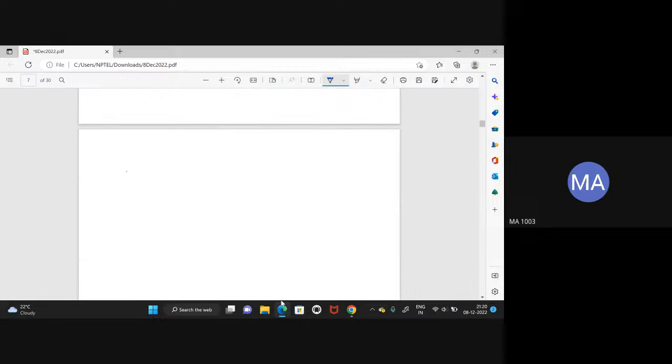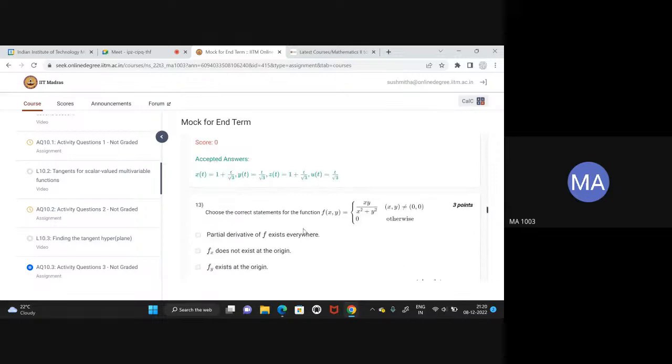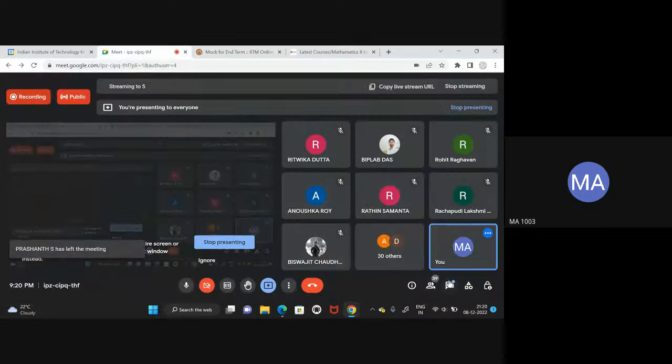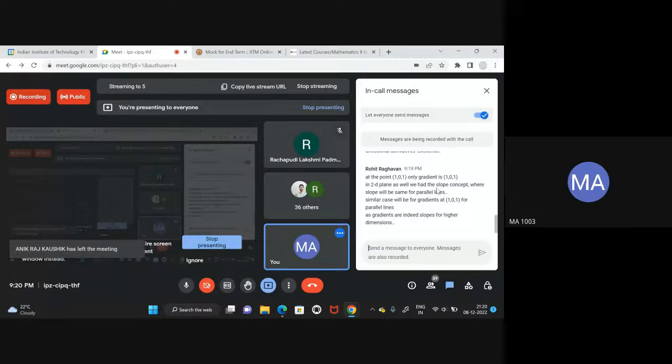Fine. So now I guess we are ready to solve that problem. The comprehension, right? Yes, ma'am. So did you all look at the solution? Yes, ma'am. Yeah, so Rohit, what are you trying to tell? You're trying to tell that the third option is correct, is it? Third option is wrong. Only first will be correct. At the point 1, 0, 1, only gradient is 1, 0, 1.